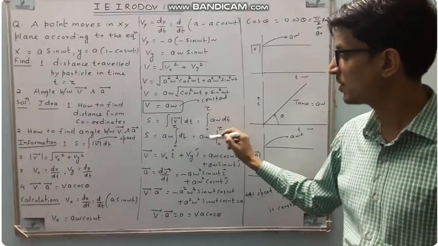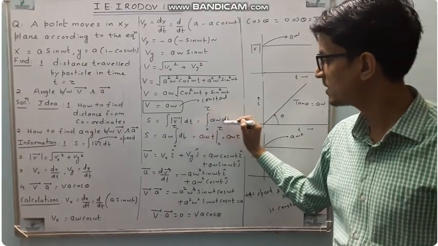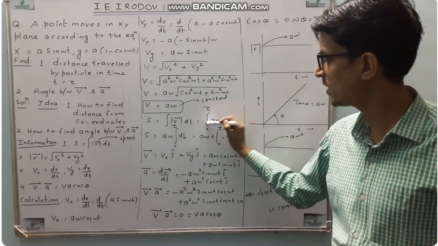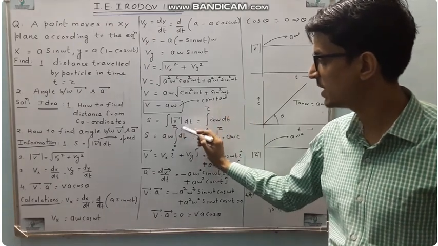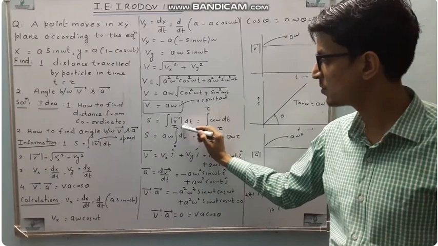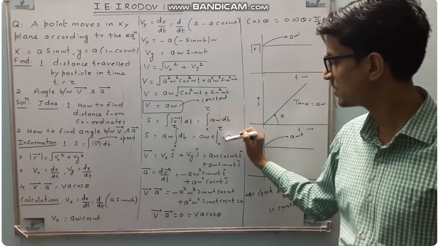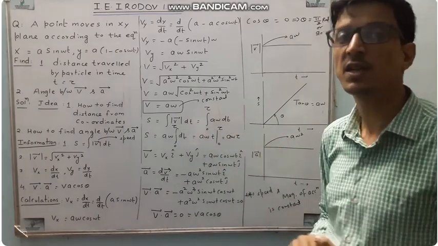Now distance is integration v dt 0 to tau. So speed is a omega dt 0 to tau. A omega is common, so we can take it outside. Integration dt from 0 to tau, that will be tau. So the distance travelled is a omega into tau.